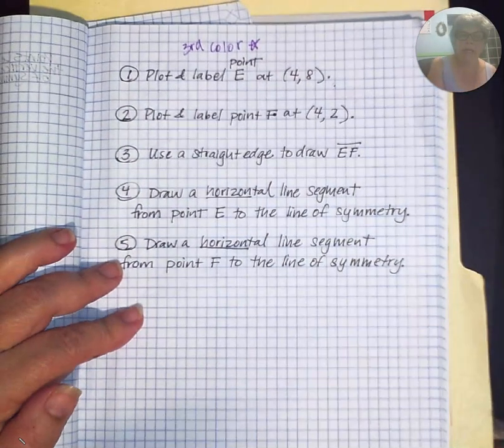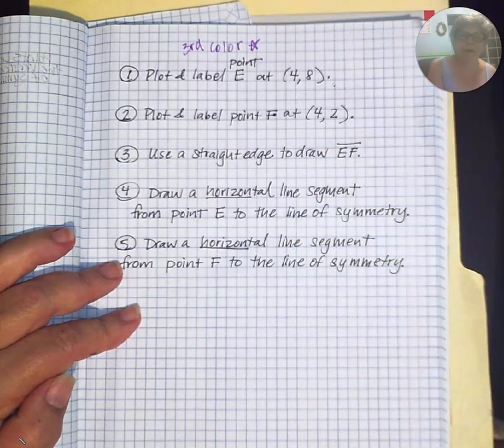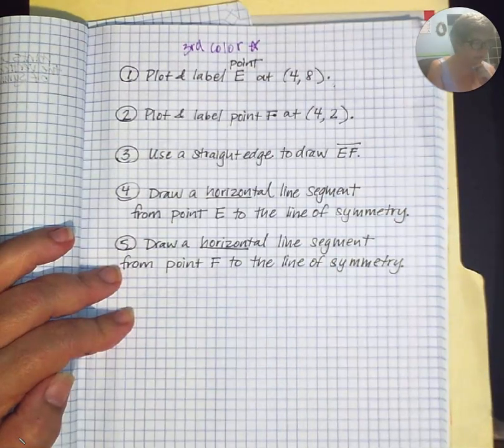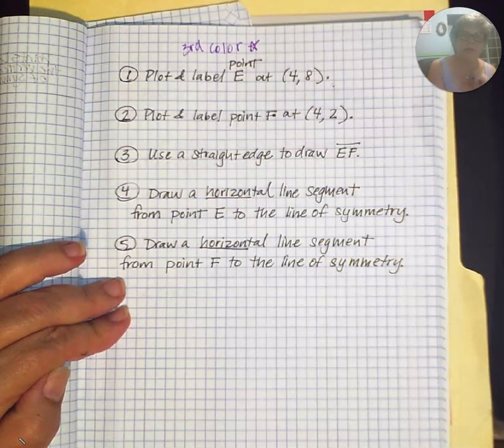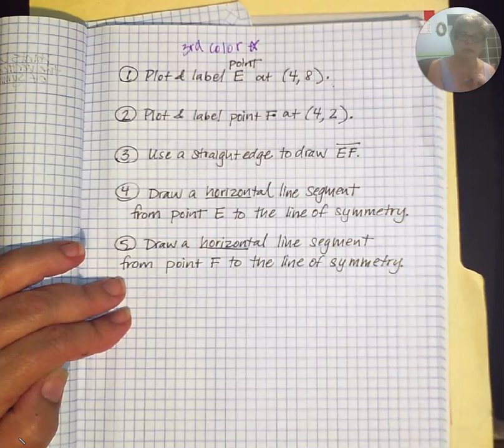Okay? So here are the instructions. Plot and label point E at 4, 8. Okay, so remember 4 is your X, 8 is your Y. Plot and label point F at 4, 2. So you have point E at 4, 8, F at 4, 2. And use a straight edge to draw line segment EF. Now draw a horizontal line segment from point E to the line of symmetry, and a horizontal line segment from point F to the line of symmetry.